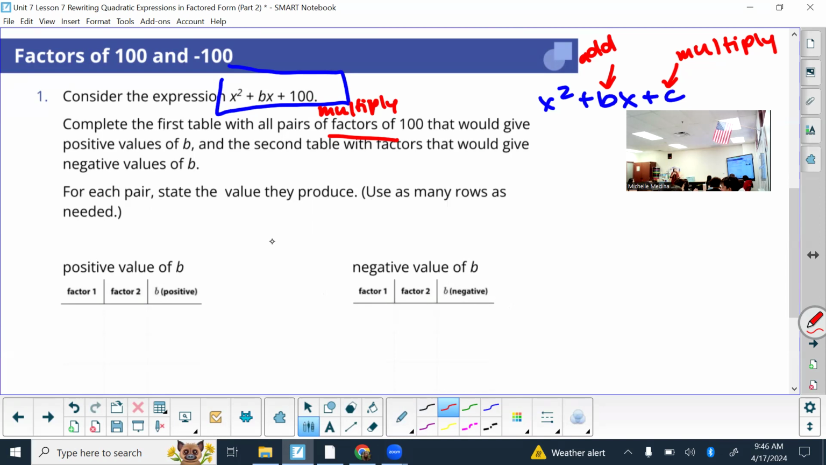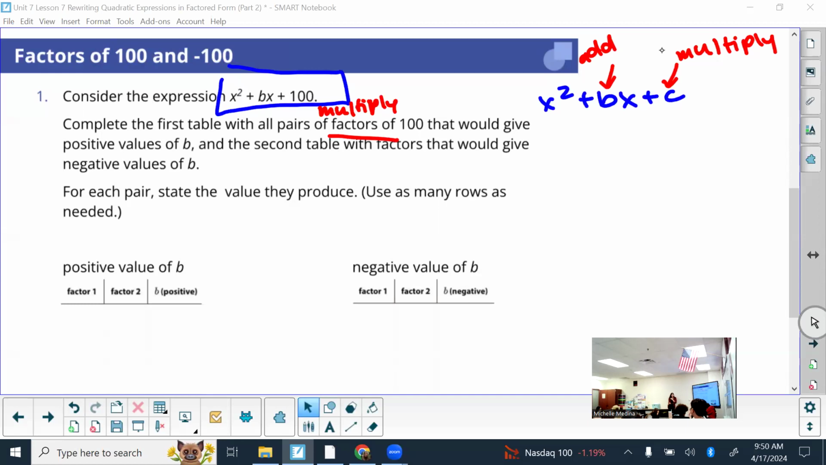Find all the pairs that multiply to 100, and sort them in the tables by whether they add to give a positive or a negative. Do that with your tables. I'll give you 3 minutes. It's a long time, but that's going to be 3 minutes.